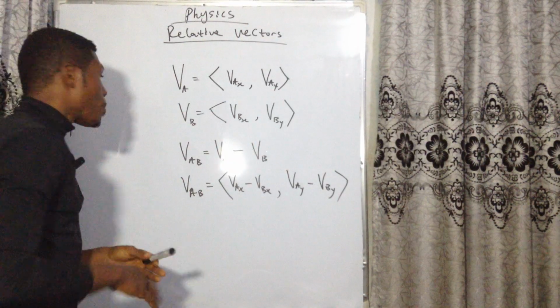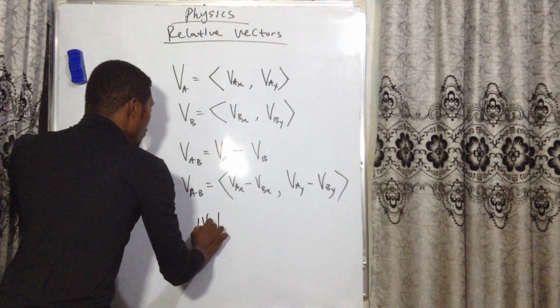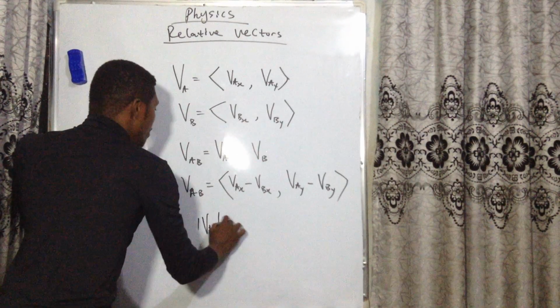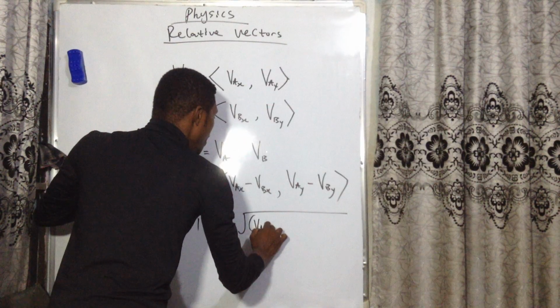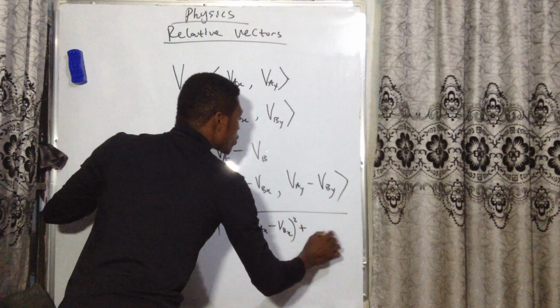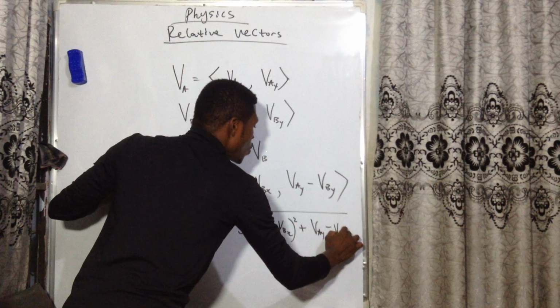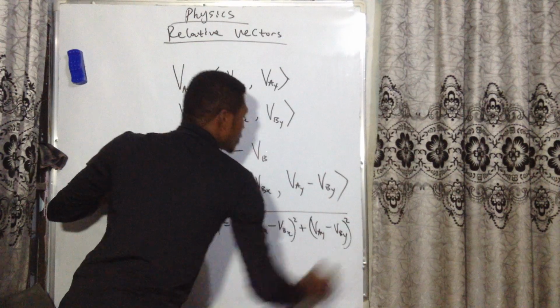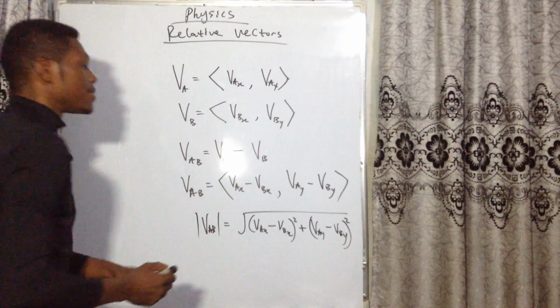If we want to find the magnitude of this relative vector, the magnitude of VAB is equal to the square root of (VAX minus VBX) all squared plus (VAY minus VBY) all squared. This is the magnitude of the relative vector.